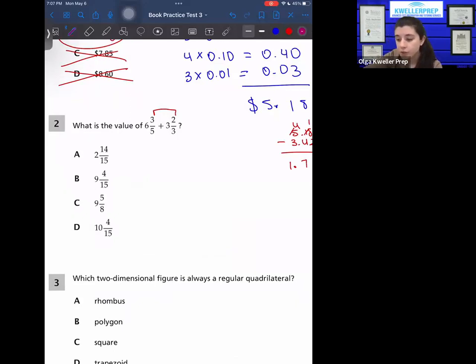So what we need to do is make them have the same denominator, right? So we need a common denominator. What's a common denominator of 5 and 3? What can we use?